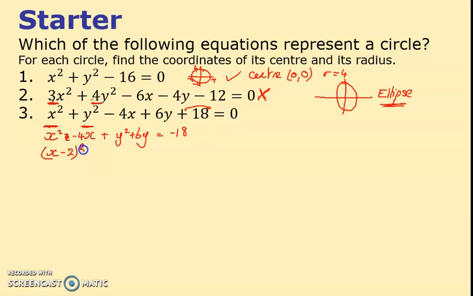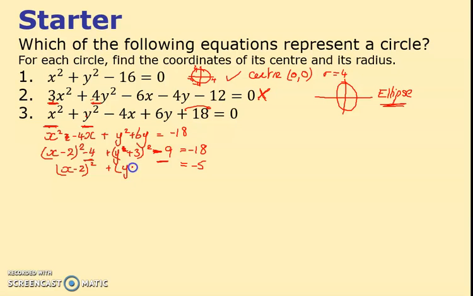Do your completing the square trick. Hopefully you're good at this now. y squared plus, y plus 3 all squared and minus 9. That's good. Equals minus 18. Obviously there's a problem here. If you think about this, it's minus 4, minus 9. That actually makes minus 13, which I move over. I still think I have a negative 5 over there. I think this equation is actually not a circle.